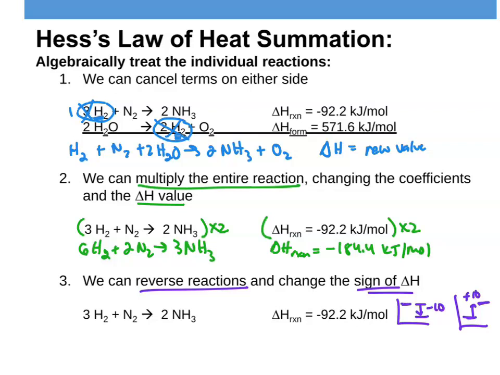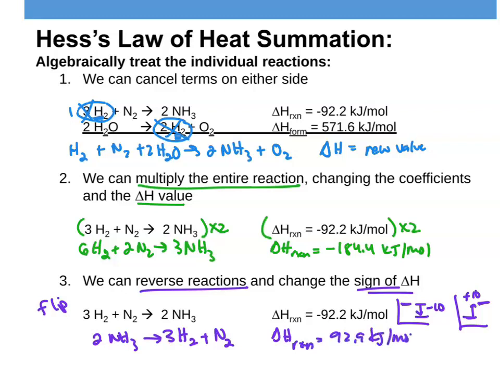So if I take this and I just reverse it, so I'm going to flip this. Now I have 2 ammonias turning into 3 H2s and 1 N2, one nitrogen. Now the delta H of this reaction is simply 92.2 kilojoules per mole. You just flip it. It's the opposite value. Instead of going up that hill, you're going down that hill, or vice versa.